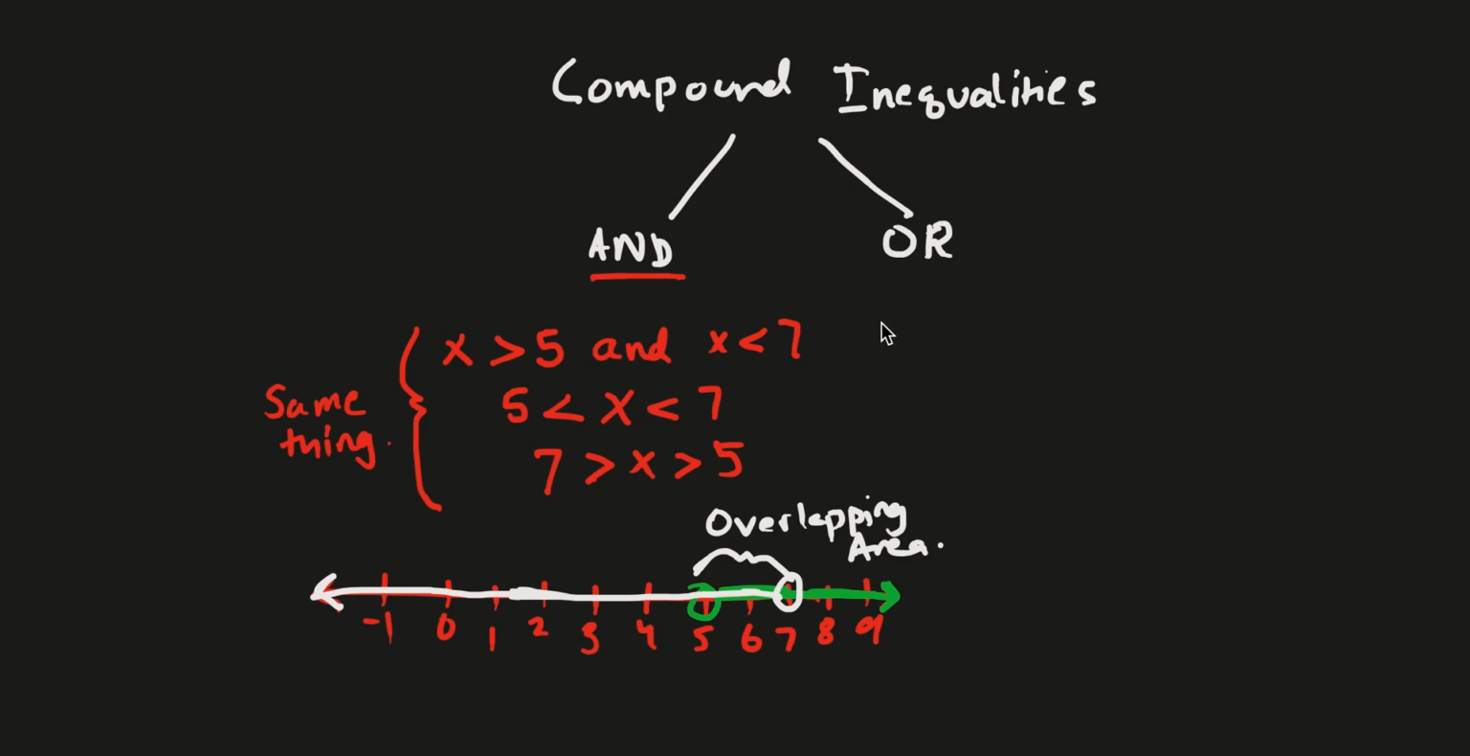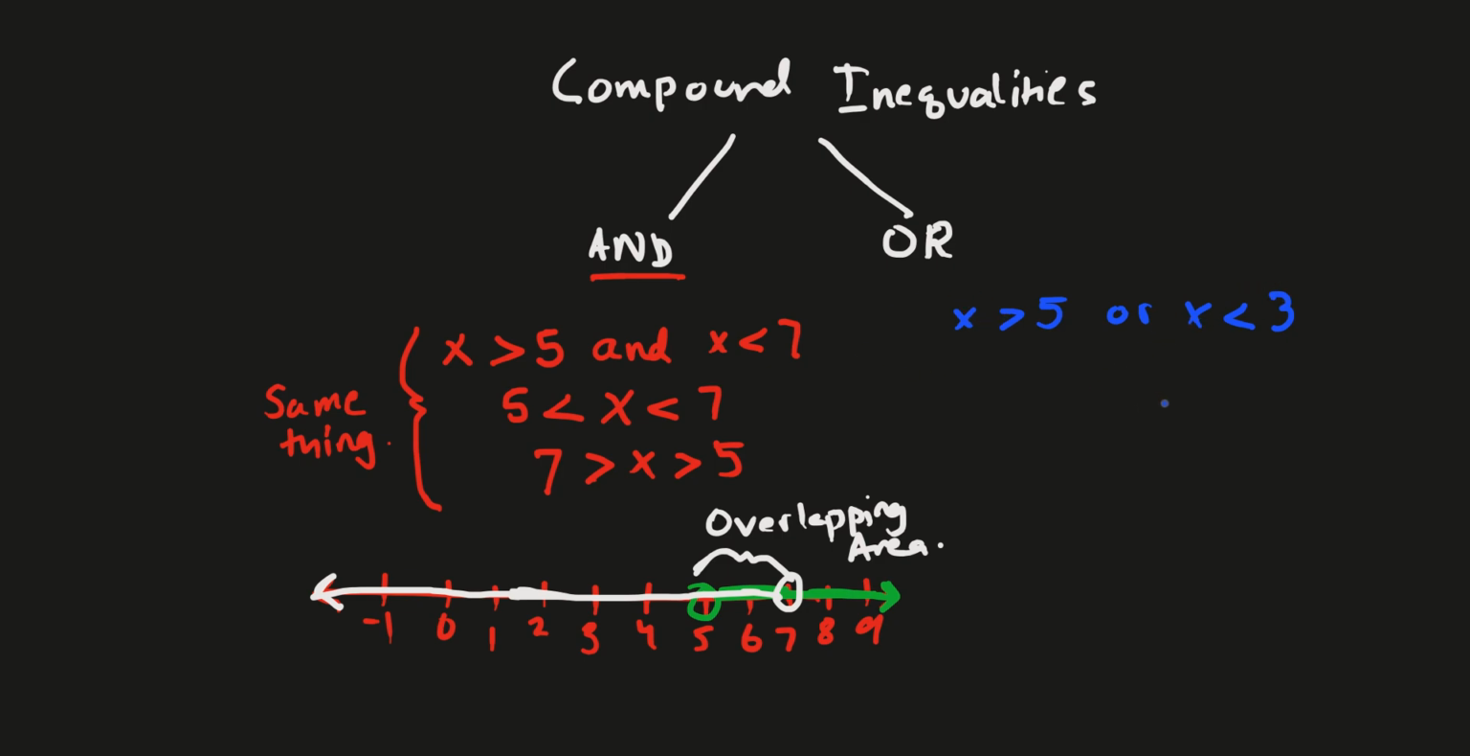Now let's look at the "or." The "or" is basically talking about the union of two separate inequalities, and they cover separate areas. They're not going to be overlapping like the "and" was. So say we have something like x is greater than 5 or x is less than 3. Obviously, x is greater than 5, x is less than 3.